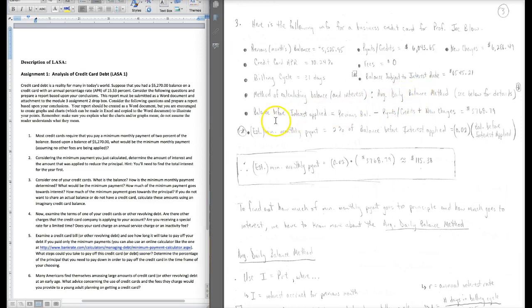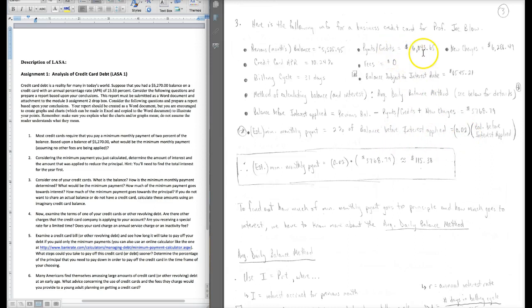Okay. Balance before interest is applied, that is calculated by doing whatever the previous balance is minus whatever payments you made plus your new charges. Okay. And as you can see here, your previous monthly balance made some payments. Then the result here is a net positive. So that means that I had more charges than payments or credits. Okay. The estimated minimum monthly payment is 2% of whatever the balance is.